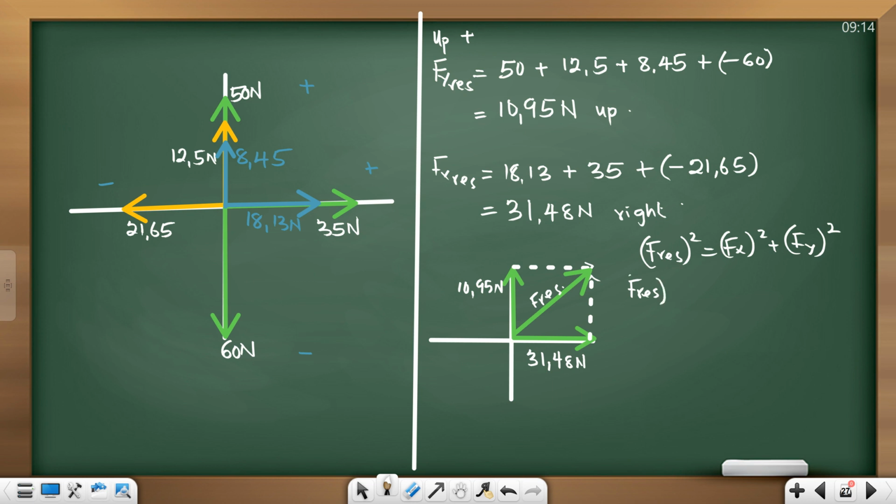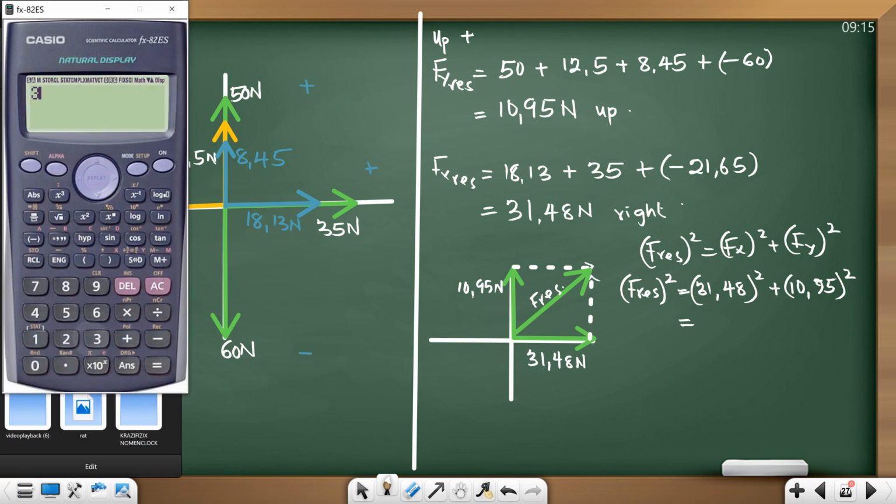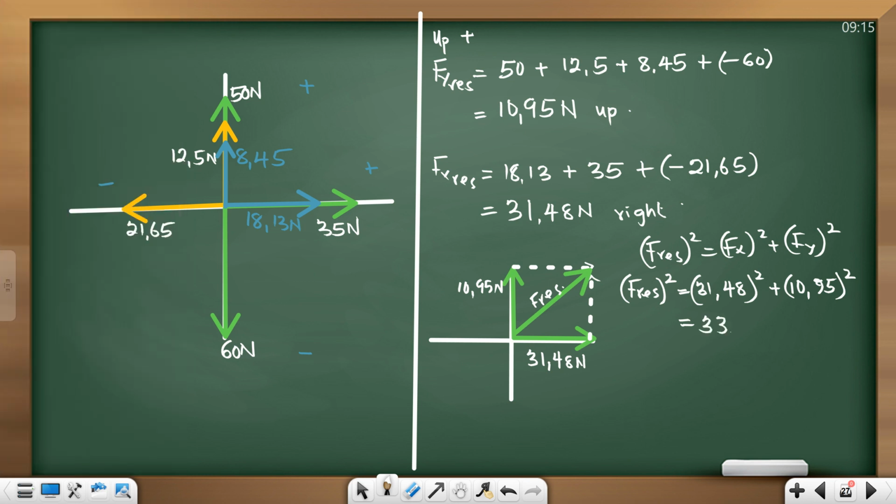So our F resultant squared, what is Fx, by the way? 31,48 squared plus 10,95 squared. We run to our calculator and get an answer. 31,48 squared plus 10,95 squared. Remember, we need the square root of the answer. 33,33. Great. 33,33 newtons. What about the direction?